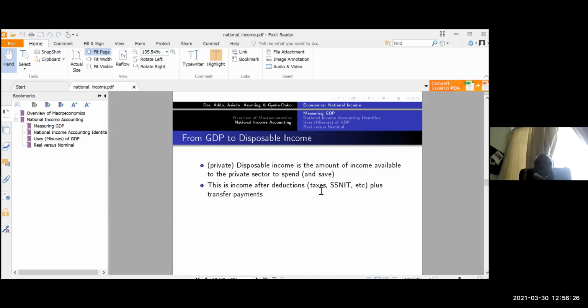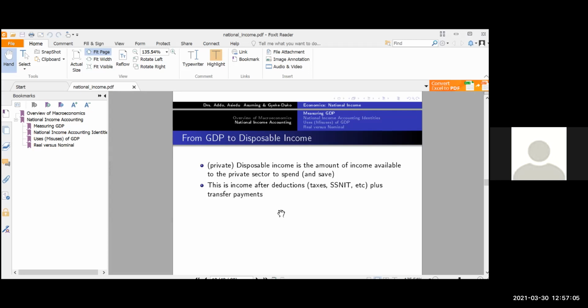So if I get my gross salary, taxes are taken, pension contributions are taken, then whatever is left will be my disposable income. And at the country level, it is the disposable income we have after netting out all these tax deductions and SNIT payments. Plus, if you get any transfer payments, if you live in an economy that gives you free money every month or child support or family support, then it becomes part of your disposable income.